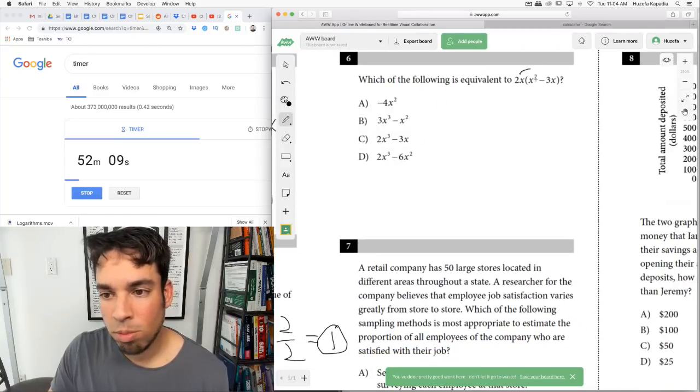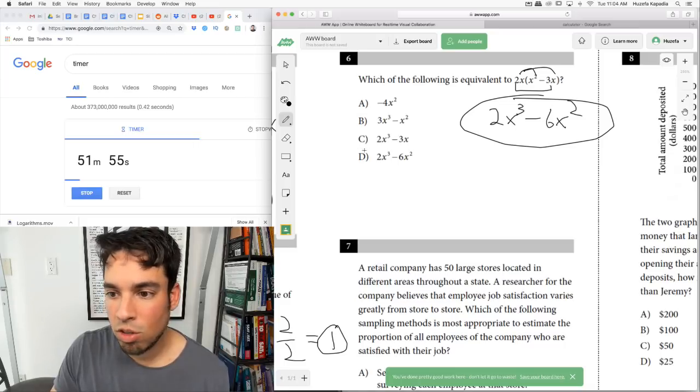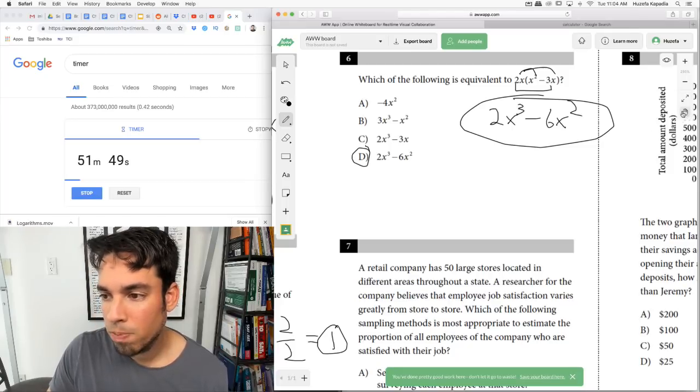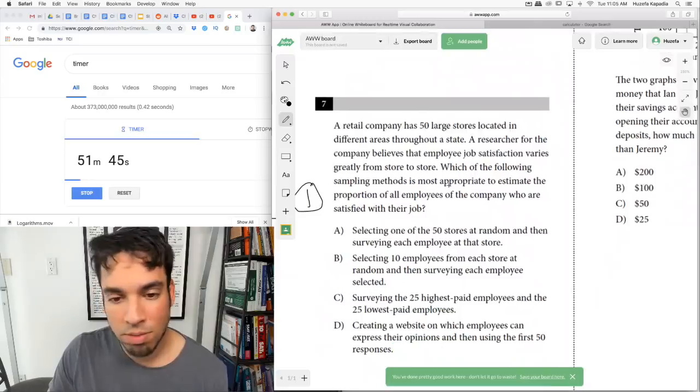Next. Which of the following is equivalent to this guy? All right, let's jump over and distribute. That's all we're doing here. 2x times x squared is 2x cubed. 2x times negative 3x: multiply the coefficients, that's 6, and then the x's as x squared, and there's your final answer. 2x cubed minus 6x squared. Remember, when you see something like this, just instinctively FOIL. That's usually what they want you to do. And if you saw it foiled, you should instinctively factor.